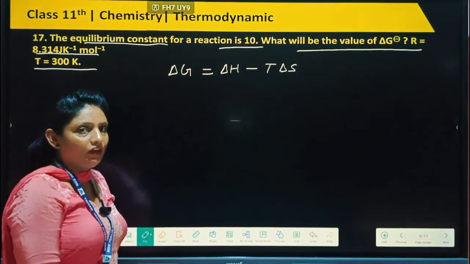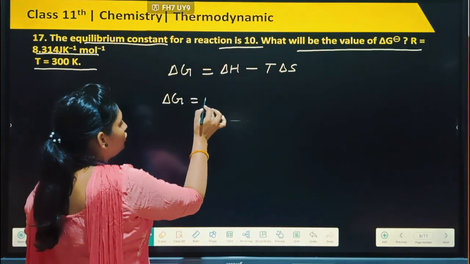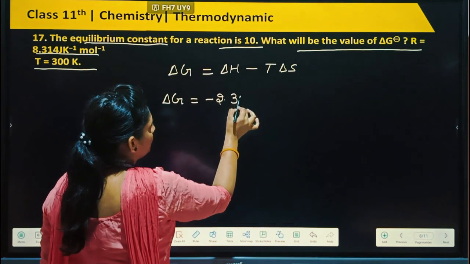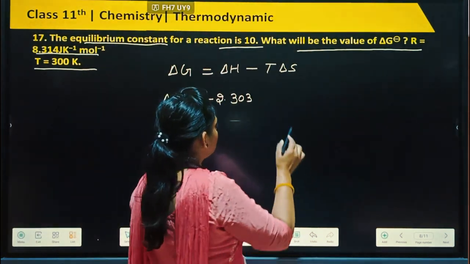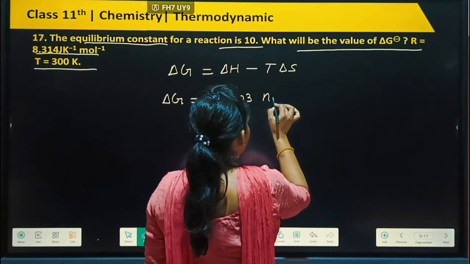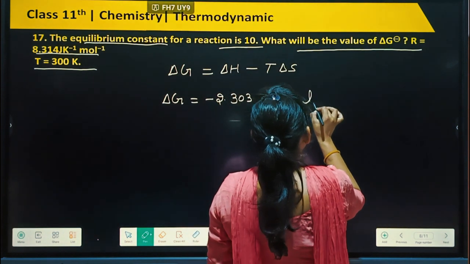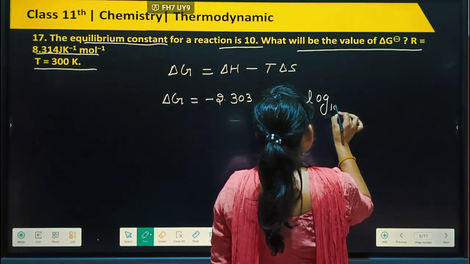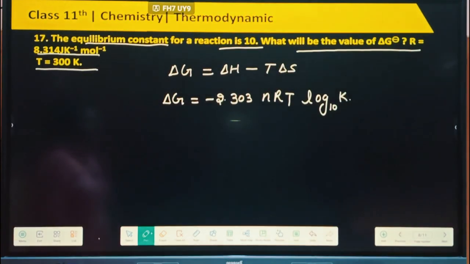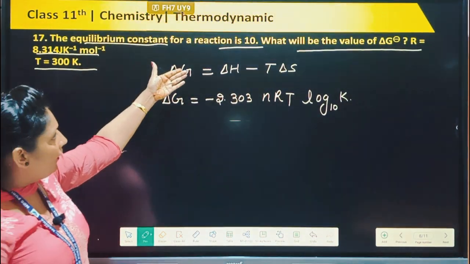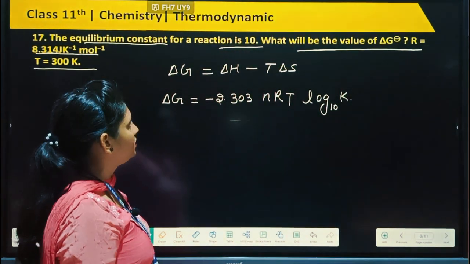One relation we have is this one, and the second relation is del G is equal to minus 2.303 nRT log base 10 K. Okay, so we will have these two relationships for Gibbs free energy.